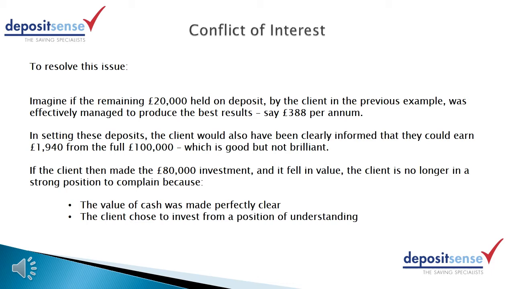So we now have a situation where the client's disappointed with the £1,940, so they go ahead and make the £80,000 investment, and the £20,000 underpinning that is managed in the most effective way. If that £80,000 now falls in value, the client is no longer in a strong position to complain, because the value of the cash was made perfectly clear. The client fully understood the best possible return they could obtain from the £100,000, and then chose to make the investment from that position of understanding, realizing that there is a fluctuation in value that may or may not occur, and that the value and performance of an equity-based investment is not guaranteed.